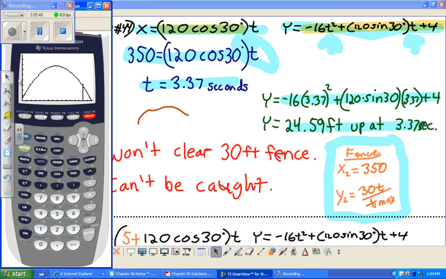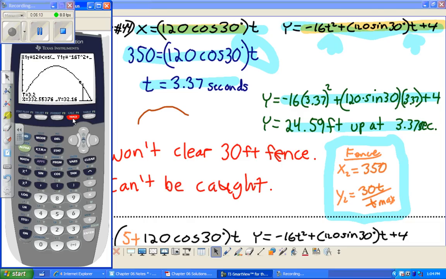Graph that, and you got a nice looking graph where the vertical distance on each point, that's how high the ball is. The horizontal distance, well, that's how far horizontally it has traveled. This vertical segment here, that's your fence. That's 30 feet tall. And it looks like it did not make it over the fence, which we already did or solved algebraically.